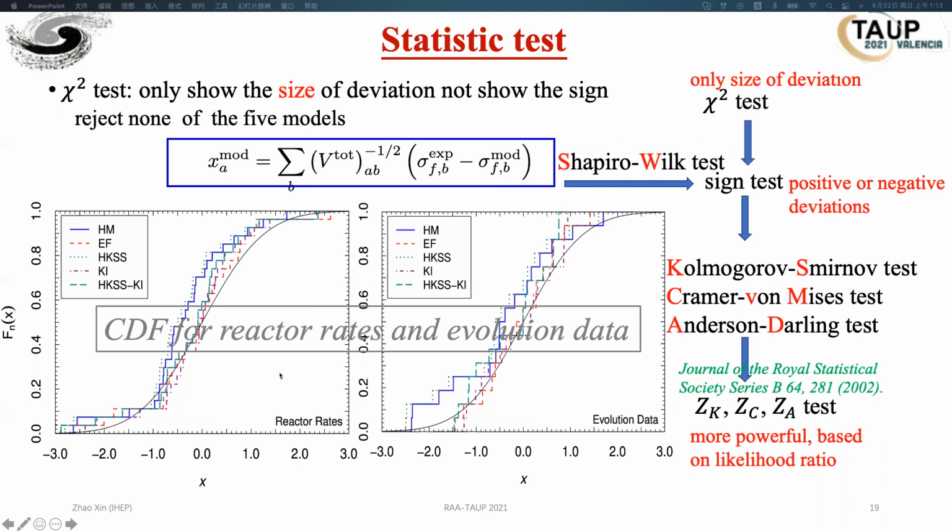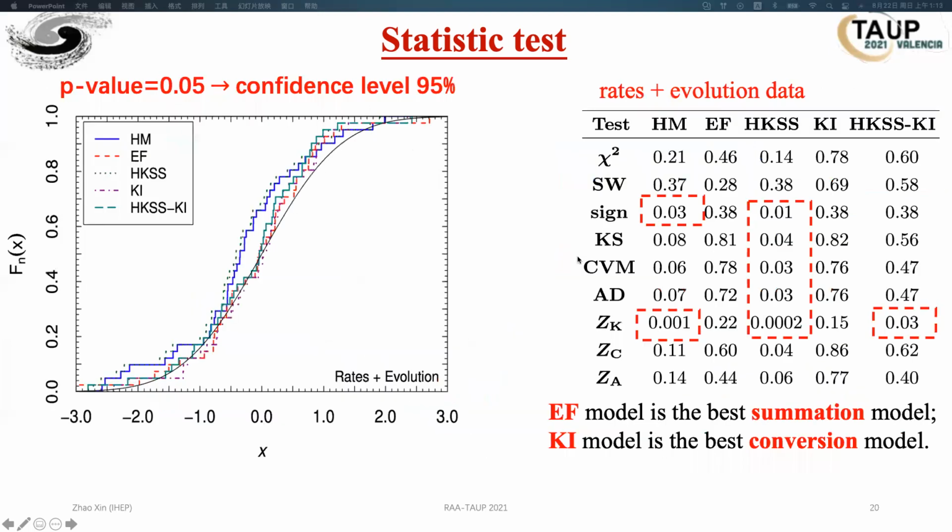We also consider the powerful statistical tests in this reference based on the likelihood ratio. Here is the CDF of the reactor rate data and the CDF of the evolution data, and the black solid line is the CDF of the Gaussian distribution. This slide shows the results of the statistical tests. On the left is the CDF of the combined data. According to the test of the combined data, we take the EF model as the better summation model, and the KI model is the best conversion model.